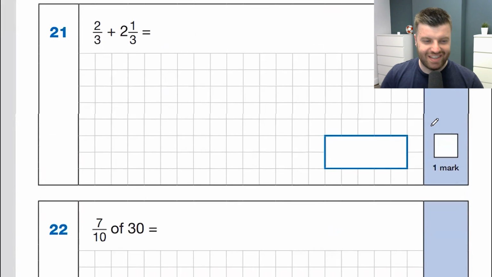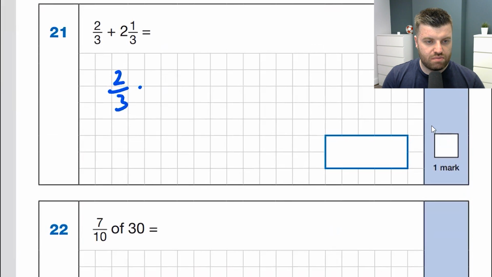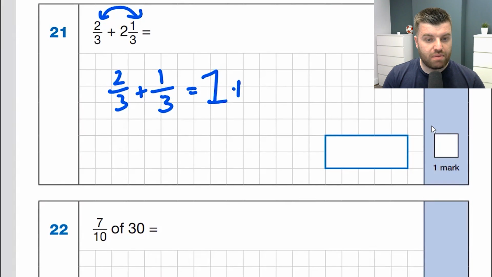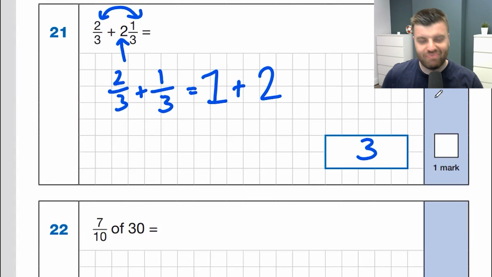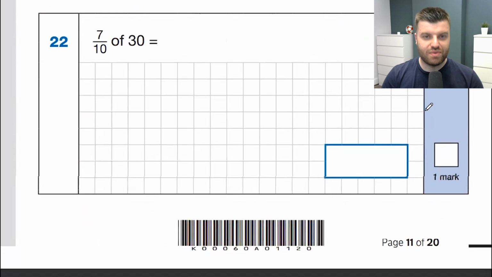Question 21. More fractions. Lovely. This time the denominators are the same. So I'm going to do 2/3 plus 1/3 straight away to get these fractions together. And I know that's 1 whole. Plus I've got the 2 in the mixed number here. So I've got 1 whole plus 2. The answer is 3. Simple as that. Let's move on to question 22.